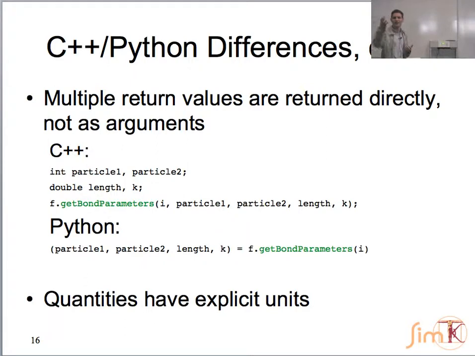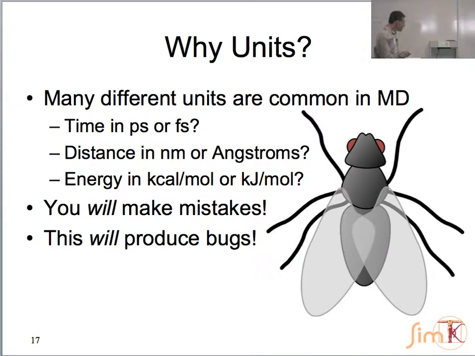One more difference, what you were asking about. In Python, quantities have explicit units. Why did we do this? Well, there are a lot of different unit systems that are widely used in molecular dynamics. It would be nice if everyone used the same units, but sadly they don't. For example, do you measure time in picoseconds or femtoseconds? Some do one, some do the other. Do you measure distance in nanometers or in angstroms? If you survey the MD packages out there, you'll find they're split between the two. Some measure distance in nanometers, some measure it in angstroms.